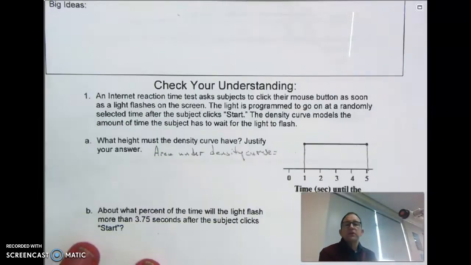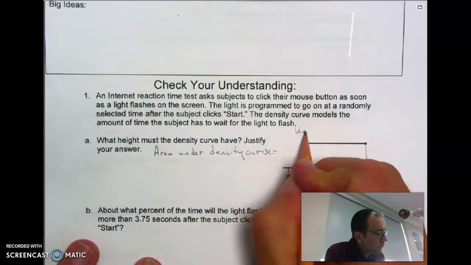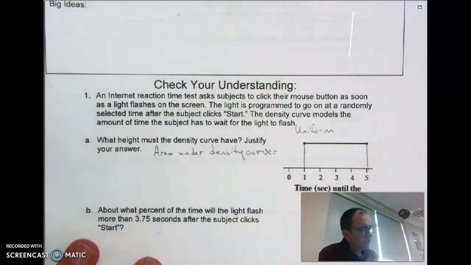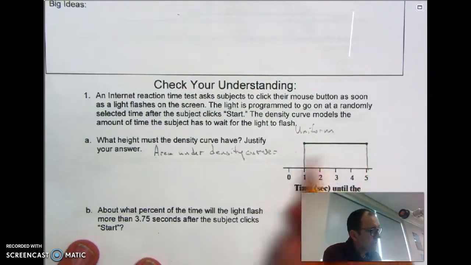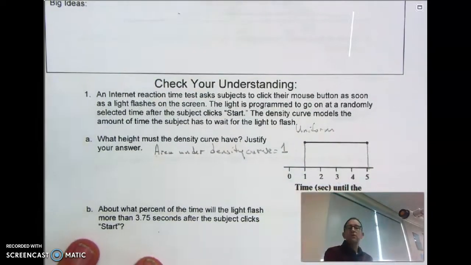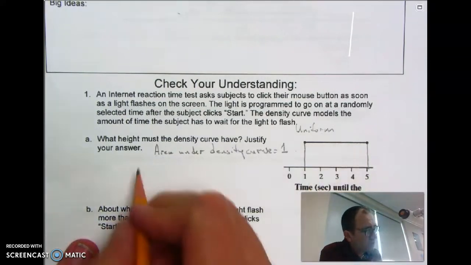As we look at the Check Your Understanding questions, this is not normally distributed. This one follows a uniform distribution, which means all of the heights here on that curve are the same. And we know that the area under any density curve is 1, or 100%. And this density curve creates a rectangle to find the area underneath.